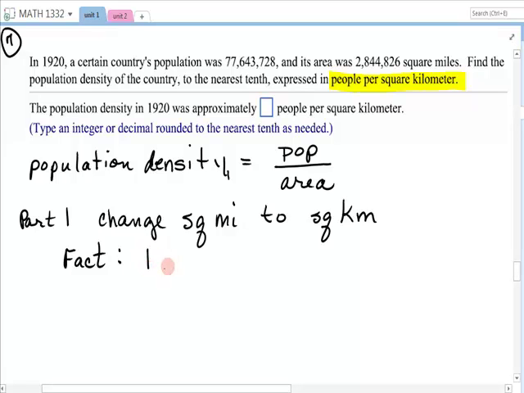I found 1 mile squared, which is a different way to abbreviate square mile, is the same as, what did y'all find? 2.6? Everybody find that fact, because you need to be able to find the facts on your sheet. It's at the bottom of the first page in that bottom chart.